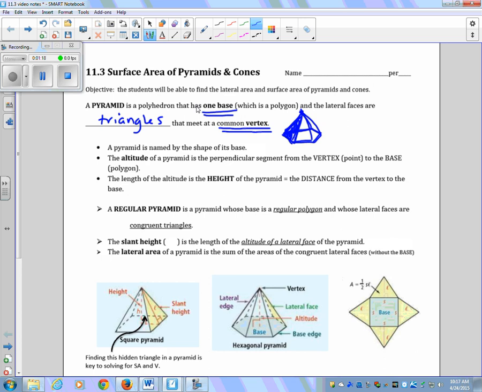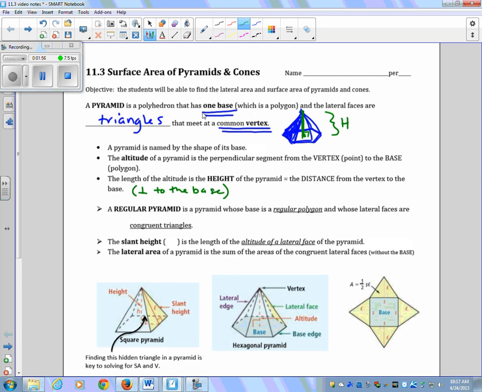The altitude of the pyramid is, again, altitudes are always perpendicular from the vertex to the base. So that's the altitude, and the height is going to be perpendicular from the vertex straight down to the middle of the base there. The length of the altitude is the height of the pyramid. Remember, it's the distance, but now instead of the distance between the two bases, it's the distance from the vertex to the base. Remember, it has to be perpendicular to the base.